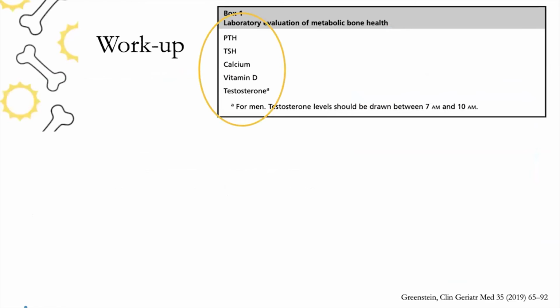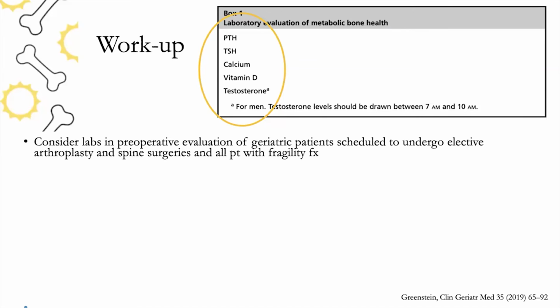And so if we were to start that workup, we would check, of course, calcium, vitamin D, low testosterone in men, which of course can be repleted, and then look for these secondary causes like thyrotoxicosis or hyperparathyroidism that can contribute to osteoporosis. So consider these labs in geriatric patients who have fragility fractures, or all patients with fragility fractures. And also this article recommends consider this in patients scheduled to undergo elective arthroplasty and spine surgeries.